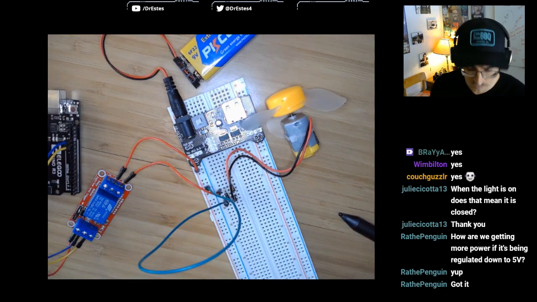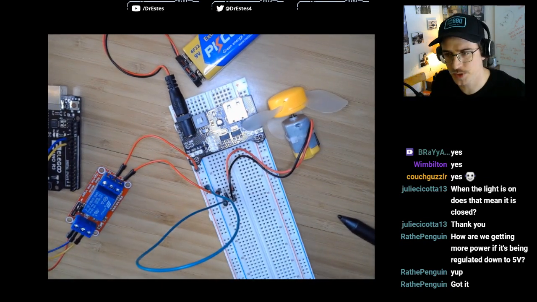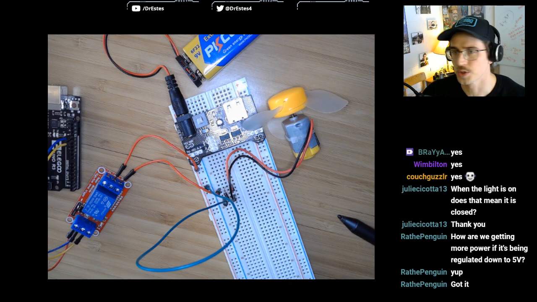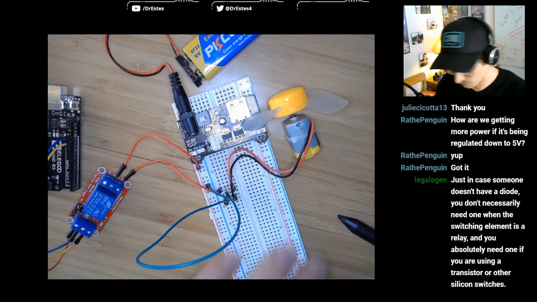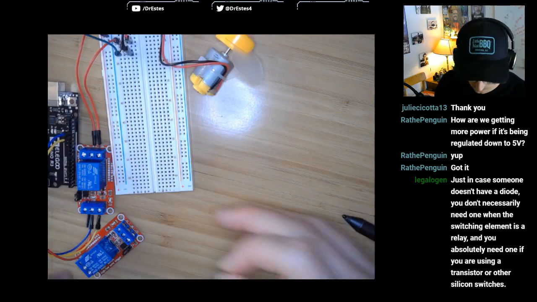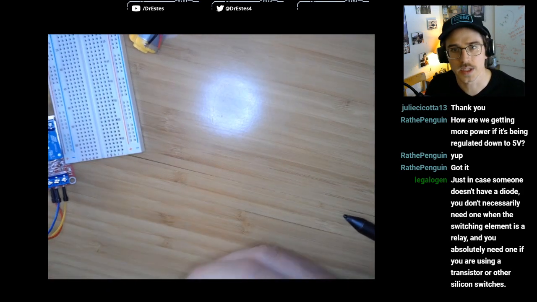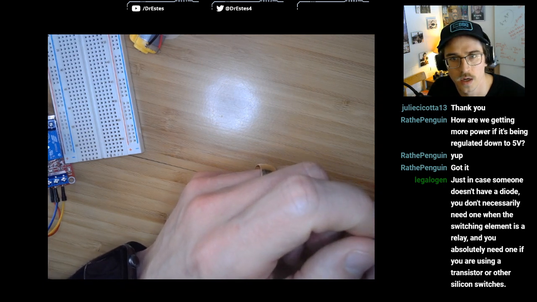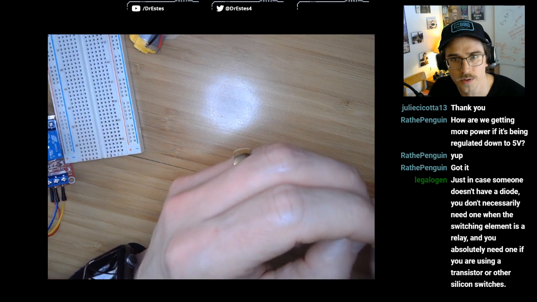Okay. So that's the gist of relays. Now I want to show you a transistor. Let's grab one from over here. So let's move this aside really quick. So the same thing, just in case someone doesn't have a diode, you don't necessarily need one when the switching element is a relay. And you absolutely need one if you're using a transistor or other silicon switches.